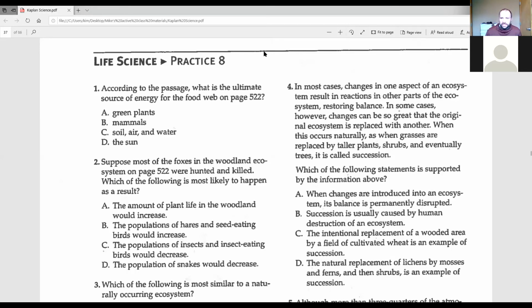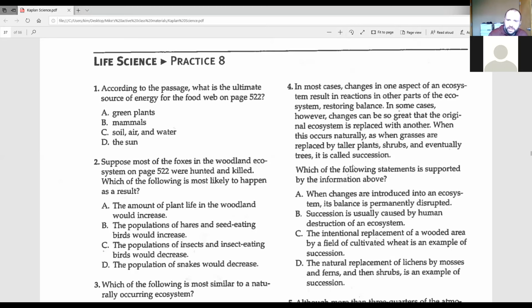When this occurs naturally, as when, oh, sorry, I'm repeating myself. I read this last part. But when it does occur naturally, it's called succession, okay? Which of the following statements is supported by this paragraph? Okay. A, when changes are introduced into an ecosystem, its balance is permanently disrupted. B, succession is usually caused by human destruction of an ecosystem. C, the intentional replacement of a wooded area by a field of cultivated wheat is an example of succession. Or D, the natural replacement of lichens by mosses and ferns and then shrubs is an example of succession.